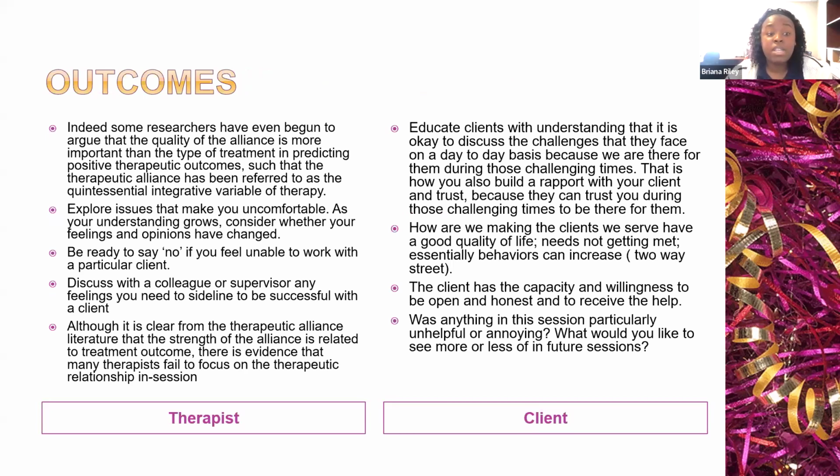So be ready to say no if you feel unable to work with a particular client. For example, I know I have a client who worked with an ISC that was a part of our team, and he had a crush on her, and she could no longer be a part of our team because of that, right? So sometimes for us as clinicians and staff, we have to also know when to say no, right? To be able to determine a therapeutic alliance and what that outcome and treatment may look like, right?